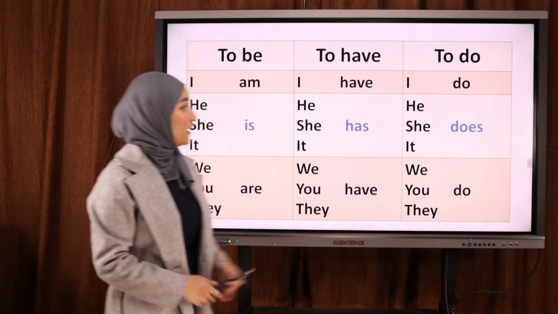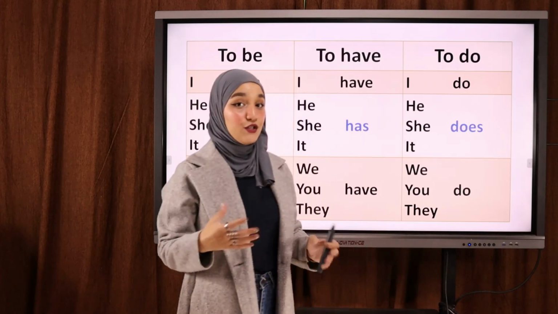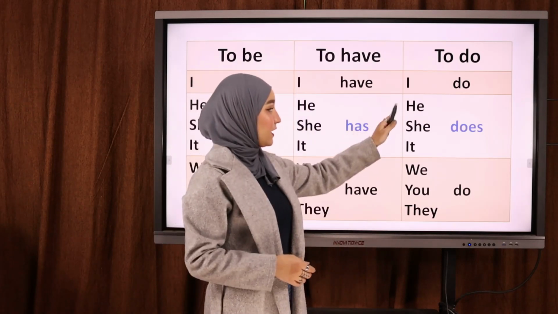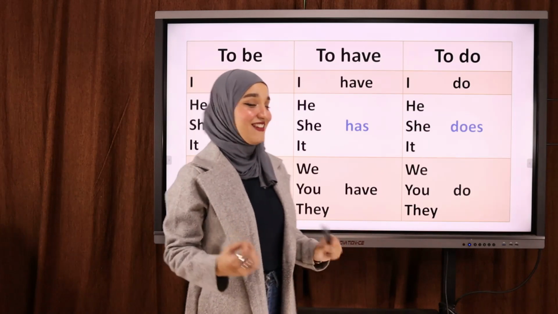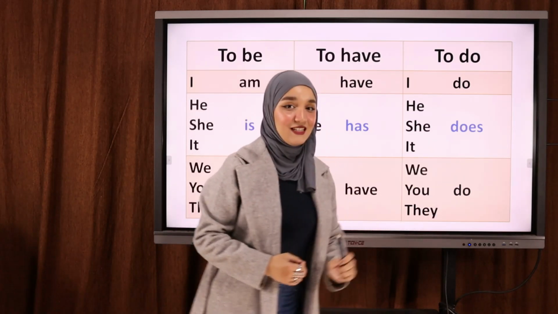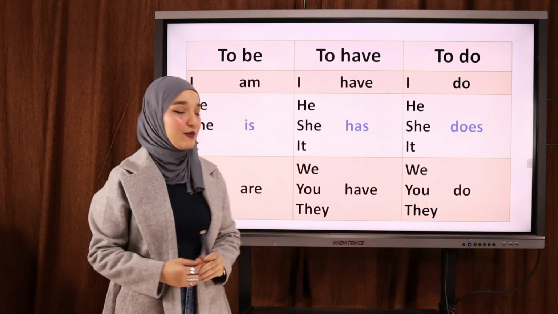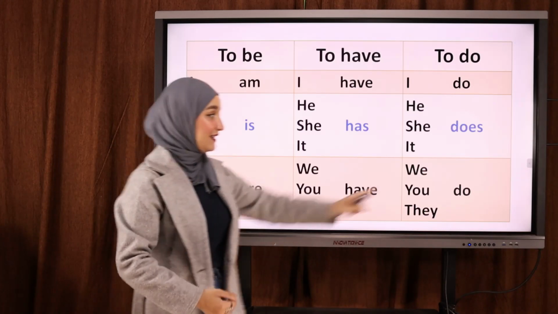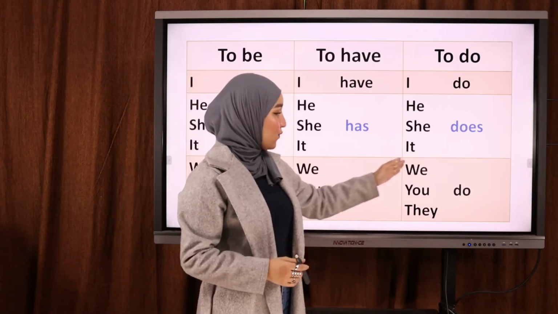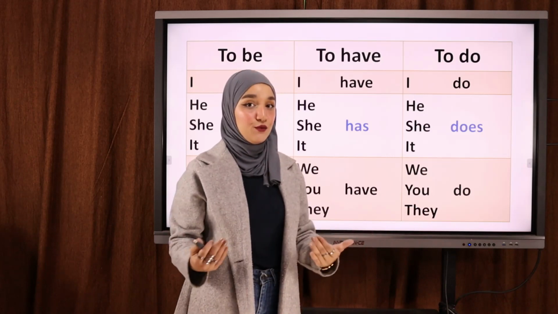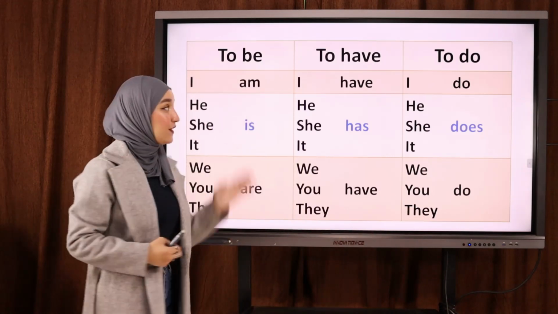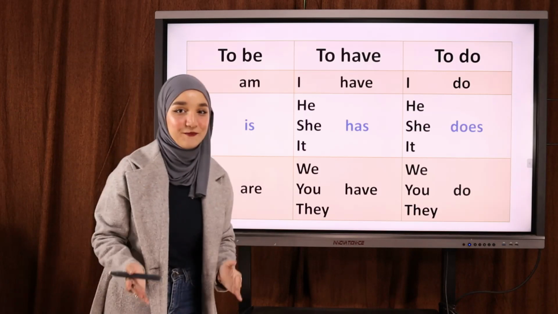Okay? The last one is do. So I do, he, she, it does. And I have es at the end, which is something we're going to talk about in a few minutes. سوف نتحدث عن es بعد قليل. We, you, they, do. Now, you need to understand that these three verbs are verbs, okay?